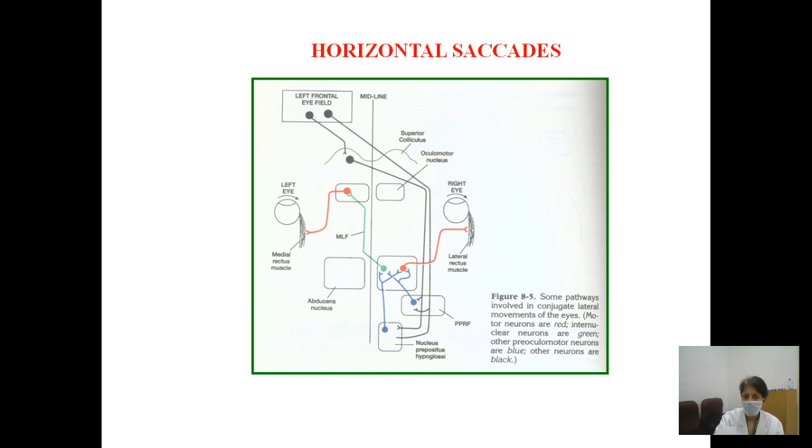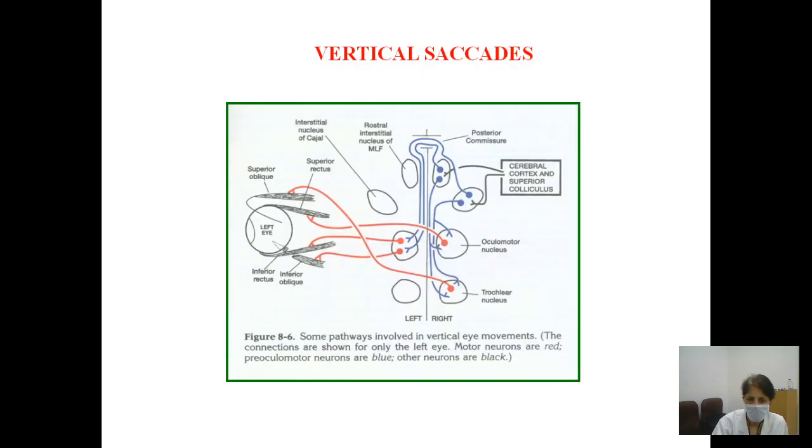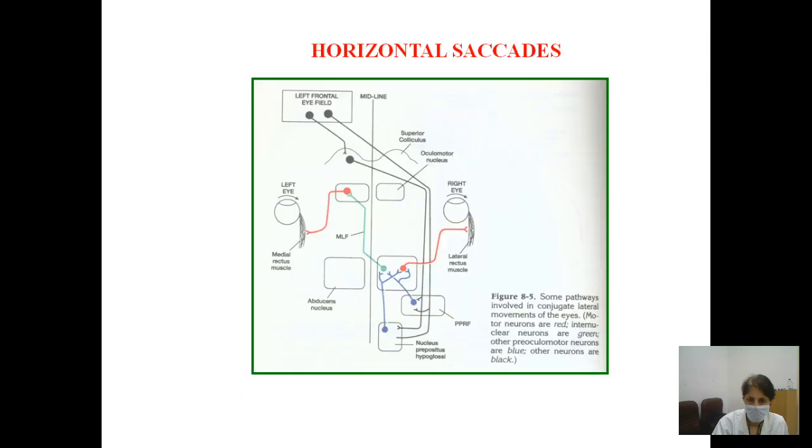Now this is a diagram from Barr. This is important for you, you should know, and I'll explain that in detail. This is the pathway for horizontal saccades. Now when you have to do a horizontal saccade, as I told you, the frontal eye field gets information from, let me see, for horizontal saccade, you get information for visual attention from area 7.